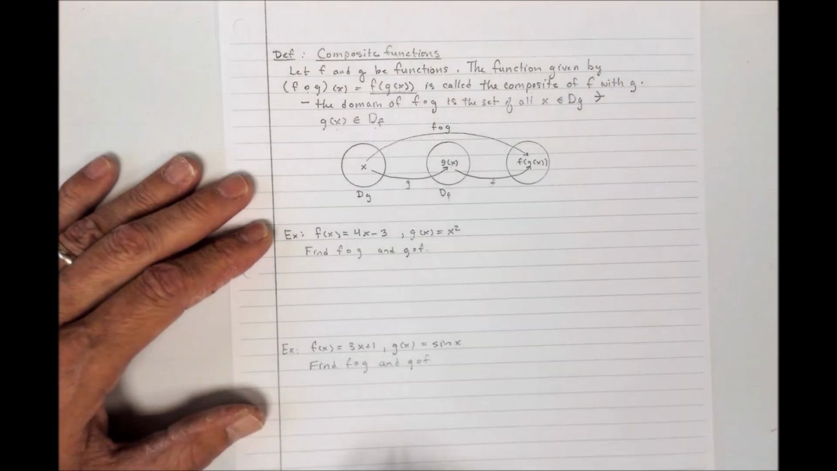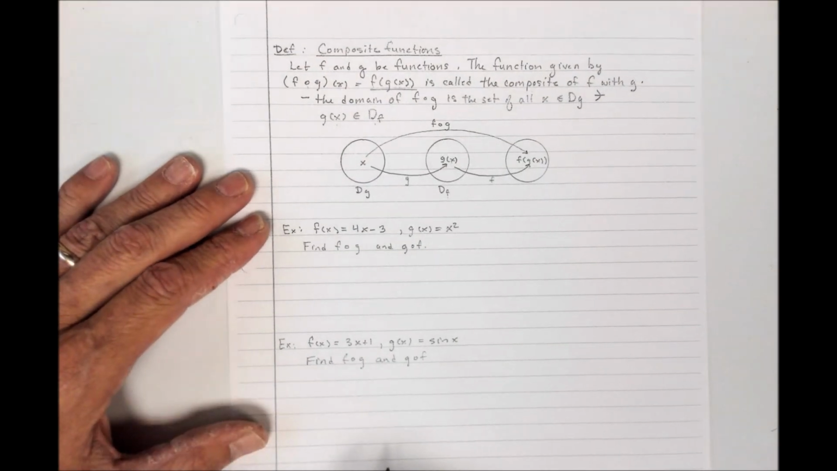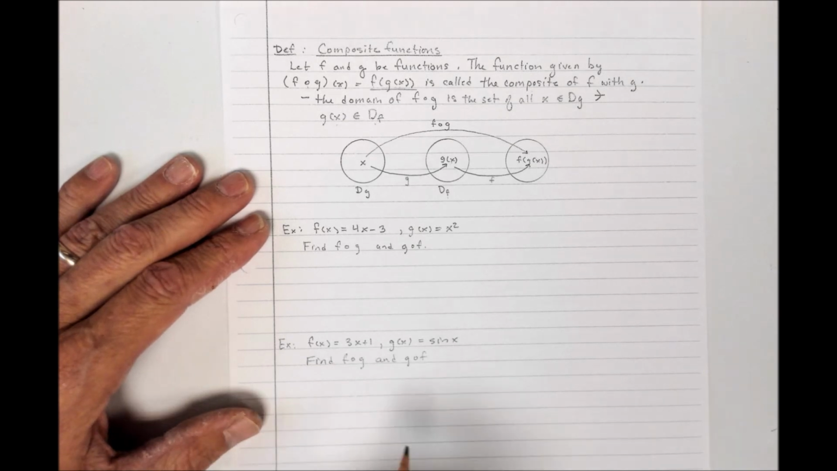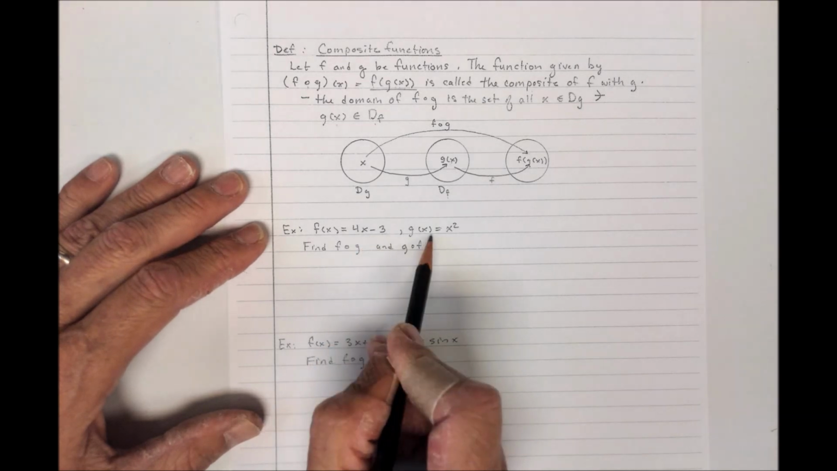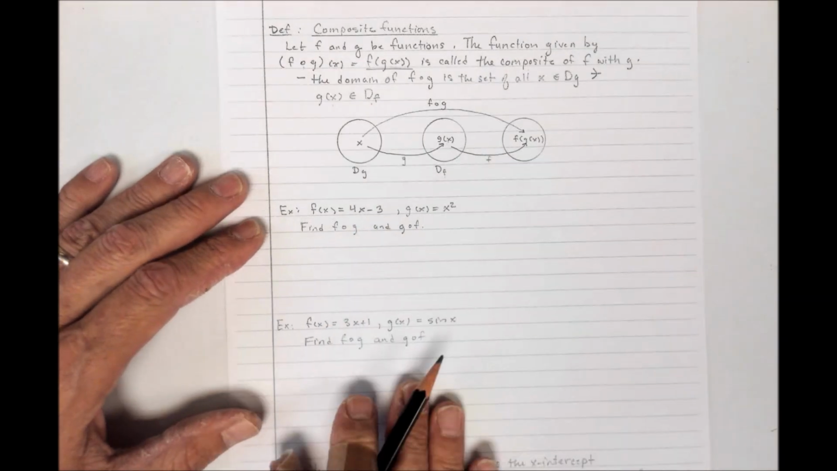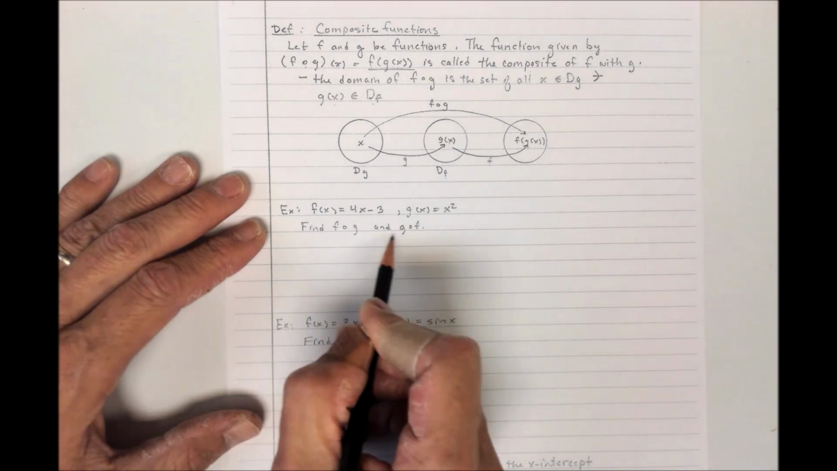Now, you've had this before, but it's always a stumbling block at times. And so what I'm going to do is show you a couple of simple examples here. I have here in this case f of x equal to 4x minus 3, and g of x equal to x squared. I want to find f circle g, and I want to find g circle f.